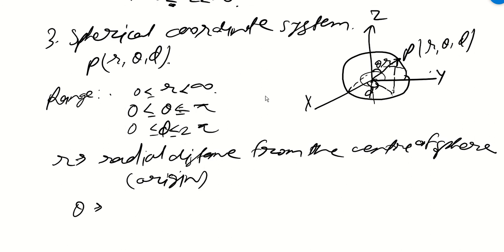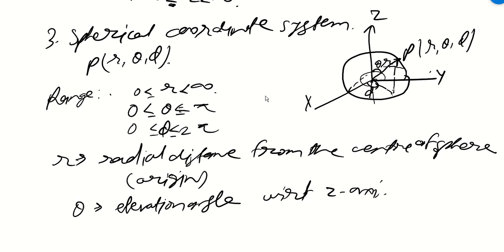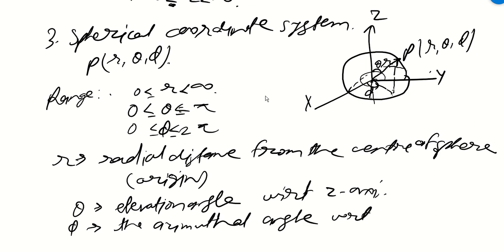Then what is theta? Basically it is an elevation angle, or vertical angle with respect to the z axis. Similarly, phi is the azimuthal angle with respect to the x axis, as we saw in cylindrical coordinates. Alright, so this was the thing.